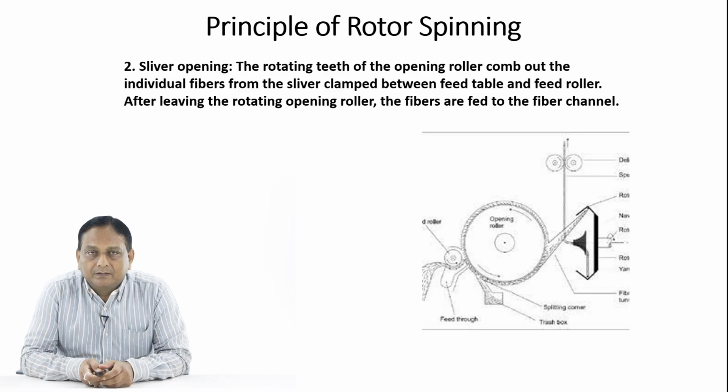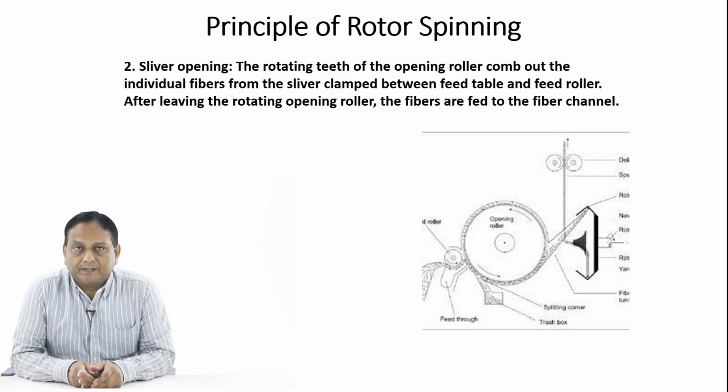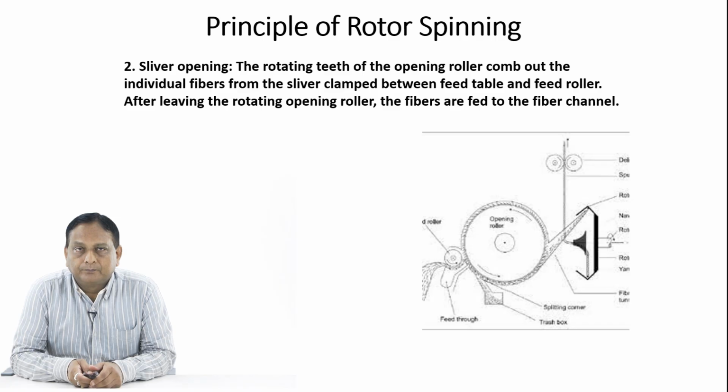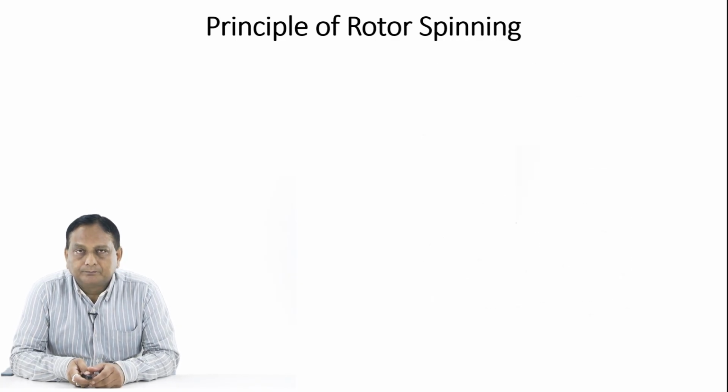As you are seeing in the image, the operation is sliver opening. In this process, the rotating teeth of the opening roller comb out the individual fibers from the sliver clamped between the feed table and feed roller, and after leaving the rotating opening roller, the fibers are fed to the fiber channel, as is shown in the figure.